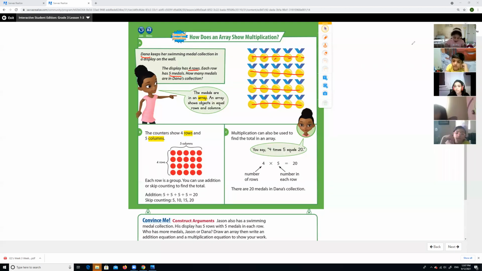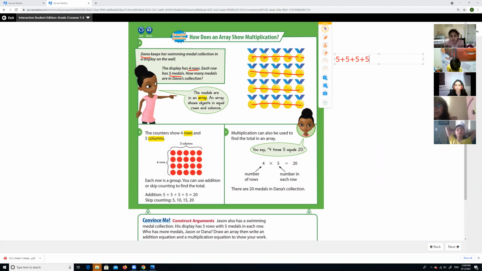So who can write a repeated addition equation? Talia, I want a repeated addition equation for this array. First, how many medals in each row? 1, 2, 3, 4, 5. Excellent. I have 5 medals in each row. So I will write 5 for each row. 5 for the first row plus 5, plus 5, plus 5. Do I write plus 5 again? No, I finished. I will write 5 for each row.